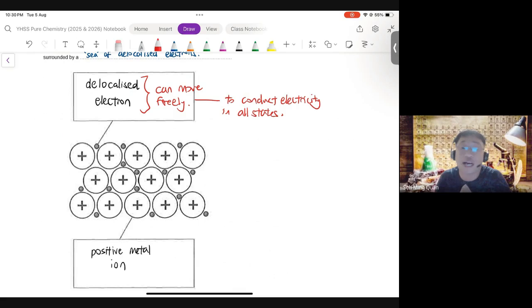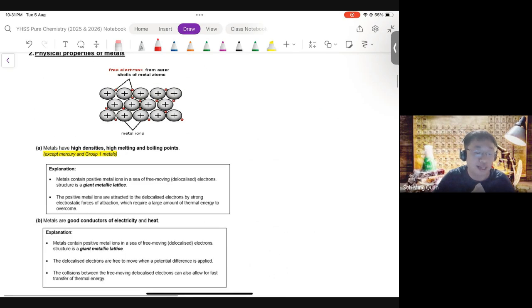Okay, that is actually quite rare. Only metals and graphite can conduct electricity in the solid state. Okay, if you recall from bonding and structure, even though ionic compounds contain ions which are charged, ionic compounds cannot conduct electricity in the solid state because the ions in an ionic lattice are not free to move in the solid state. However, for the giant metallic lattice, they already have delocalized electrons that can move freely to conduct electricity. And hence, one of the first important properties of metals.